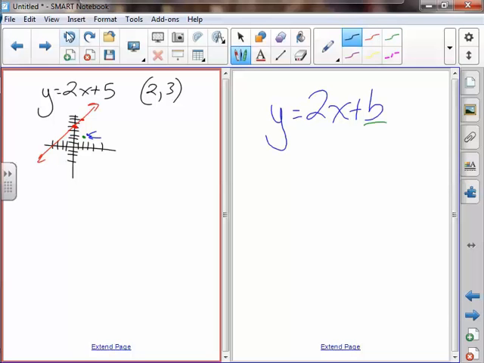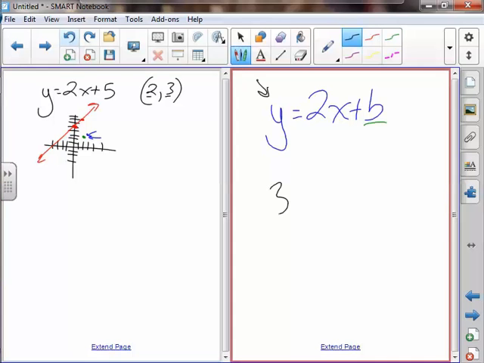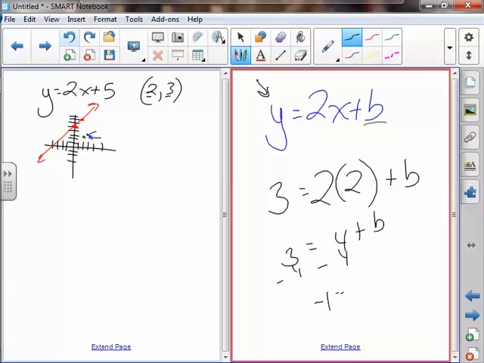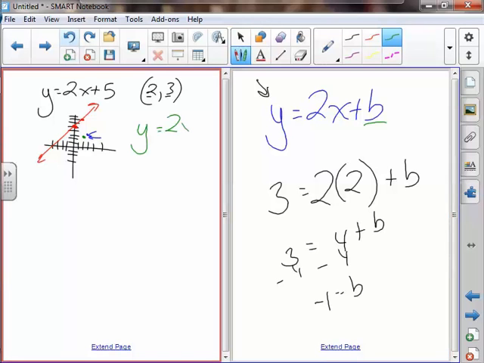Plug in the x and y. Okay, so I plug in this x and this y into this equation. So now I'm going to rewrite it as 3 is equal to 2 times 2 plus b. We end up with 3 is equal to 4 plus b, isolate, and we get negative 1 is equal to b. So our equation for the parallel line is y equals 2x minus 1. We'll make that green. Y is equal to 2x minus 1.